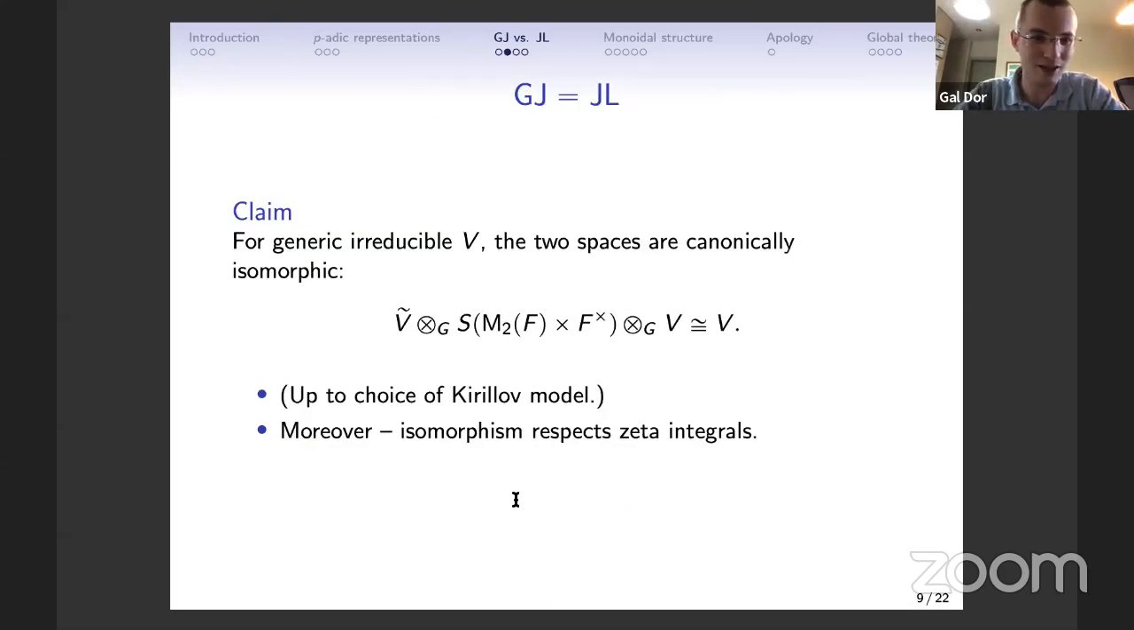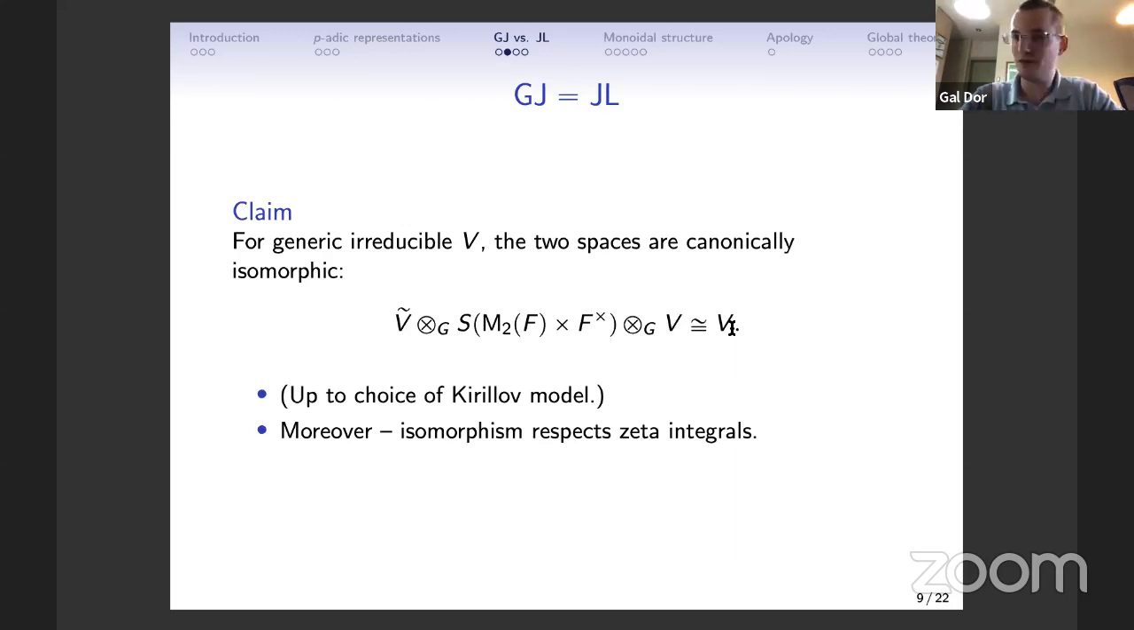So my claim is essentially that for a generic irreducible representation V, there's a canonical isomorphism between these 2 spaces, up to choice of Kirillov model. And moreover, I claim that this canonical isomorphism respects zeta integrals. So if I take the zeta integral of the left-hand side and the zeta integral of the right-hand side, I get the same zeta integral. In fact, this property of respecting zeta integrals essentially determines this isomorphism uniquely. But okay, so now I've given you some philosophical arguments for why we would hope that something like this exists. It would be very nice if I could have this kind of correspondence.